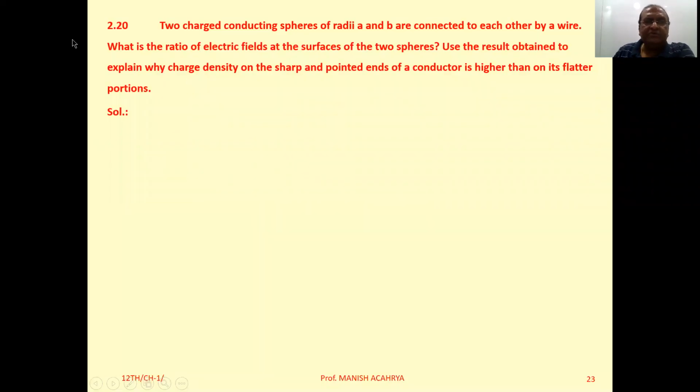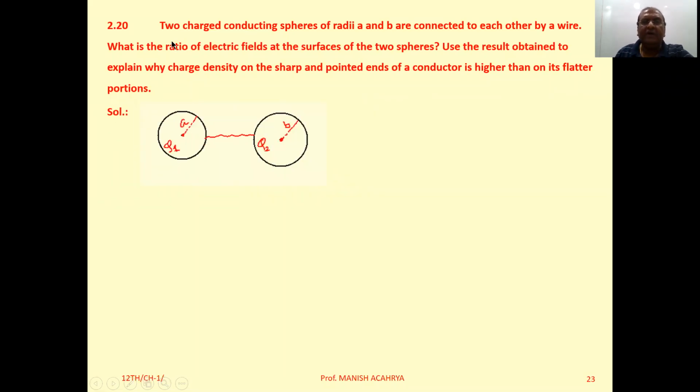Example 2.20. Two charged conducting spheres of radii A and B are connected to each other by a wire. What is the ratio of the electric fields at the surfaces of the two spheres? Use the result obtained to explain why the charge density on the sharp and pointed ends of a conductor is higher than on its flatter portion.